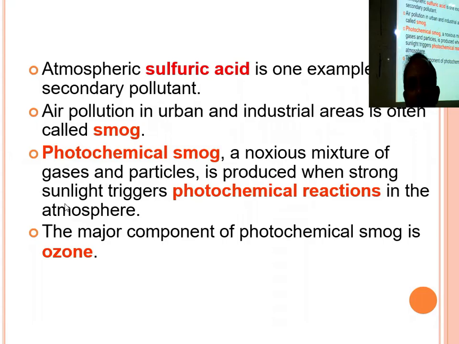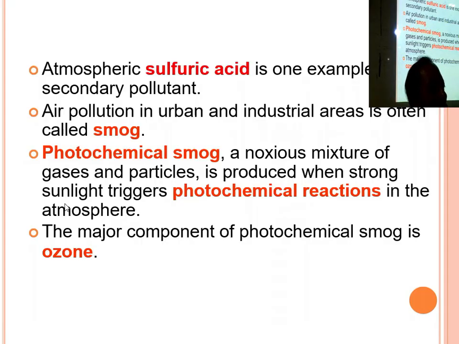Atmospheric sulfuric acid is an example of a secondary pollutant. How is this produced? From sulfur dioxide. How is sulfur dioxide produced? By burning of coal. Now this sulfur dioxide, in contact with water and ozone, produces sulfuric acid. That is happening in the air itself. That is a secondary air pollutant.